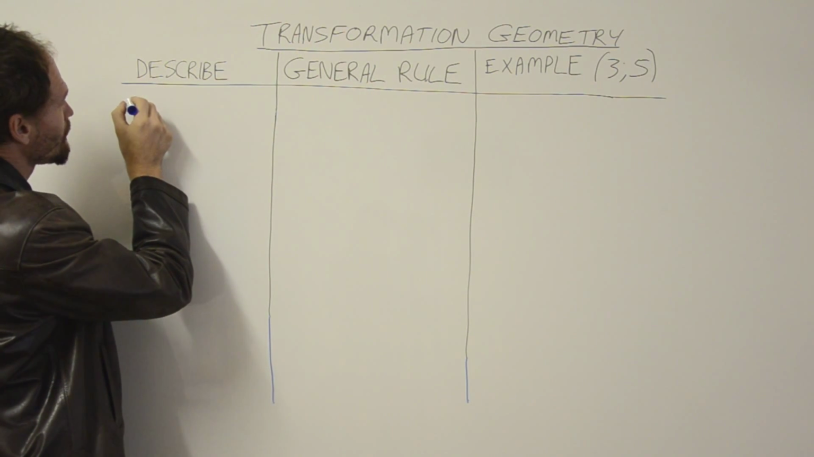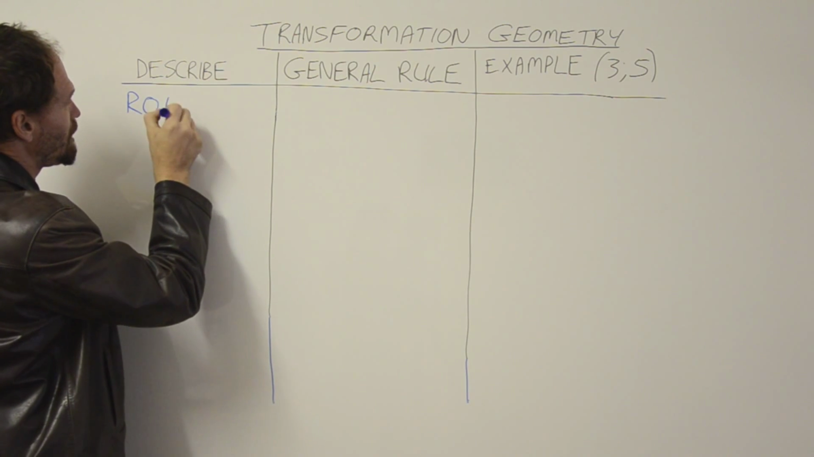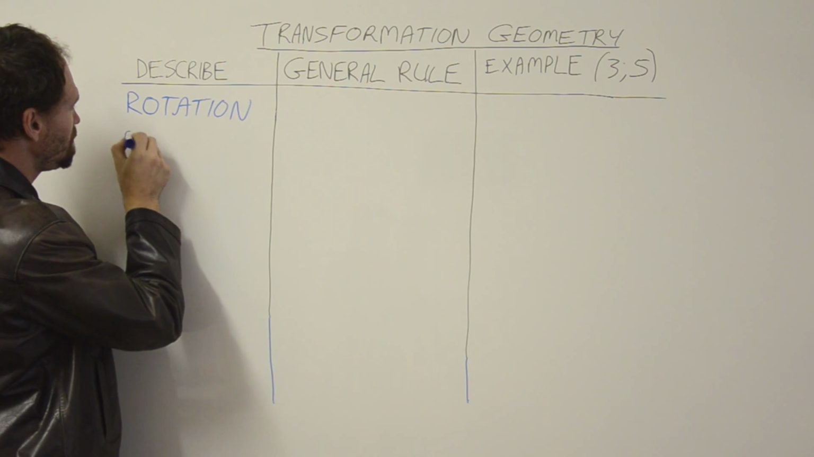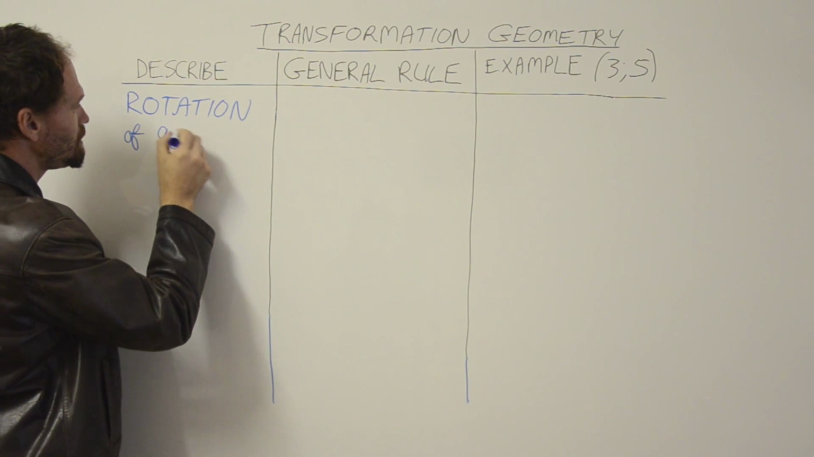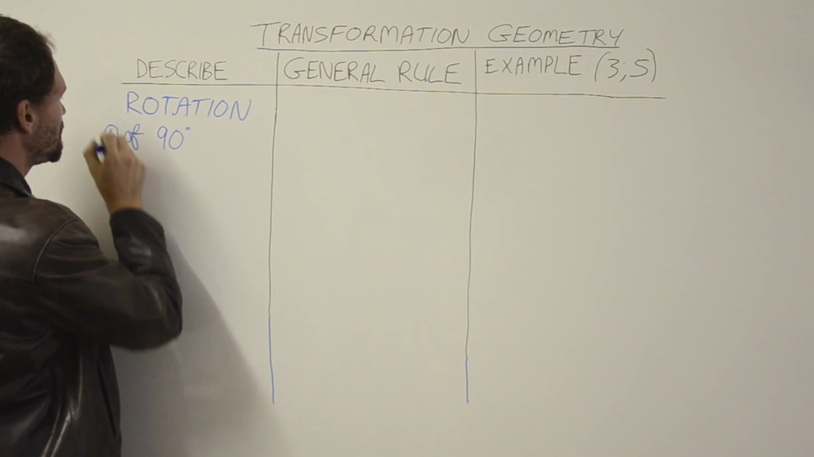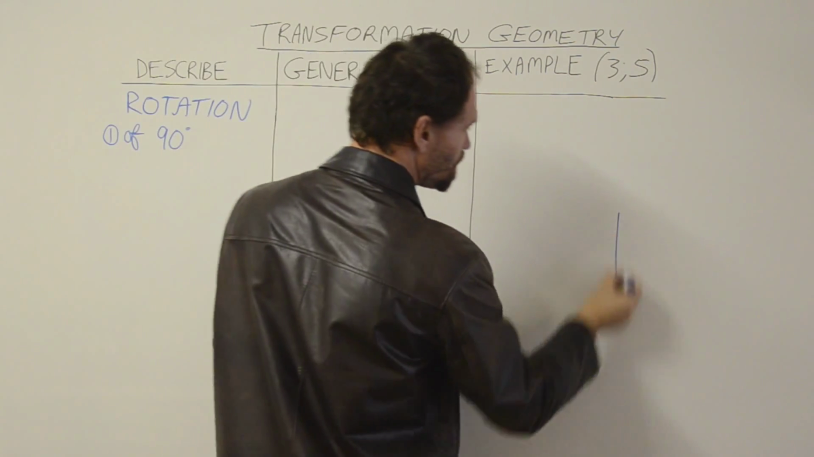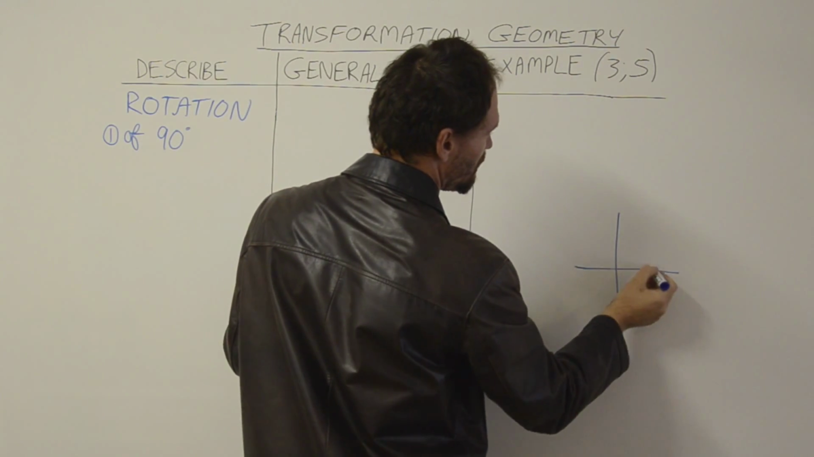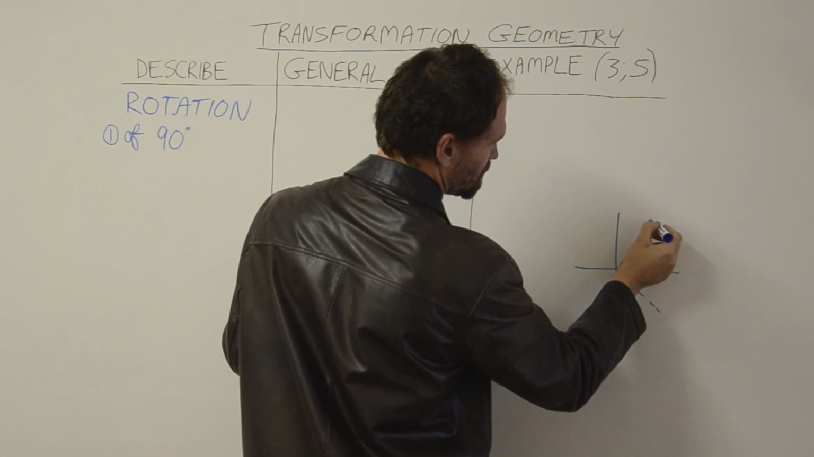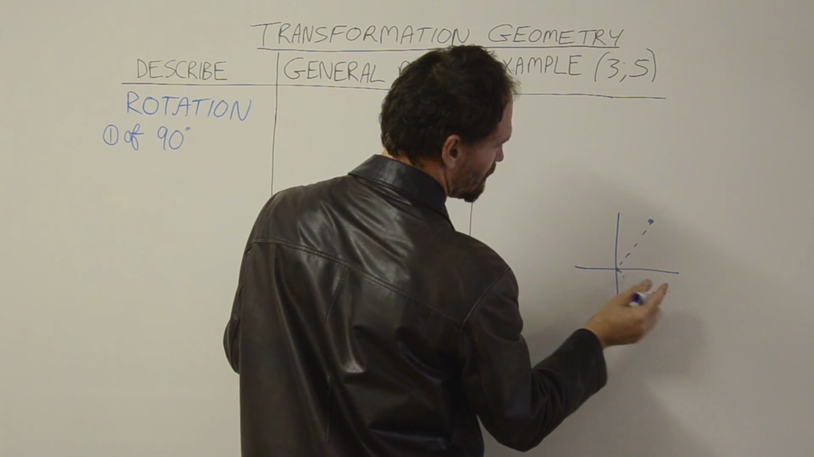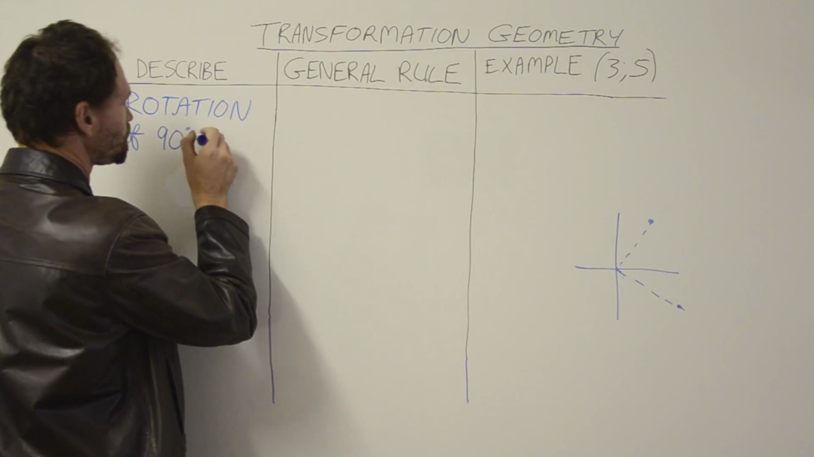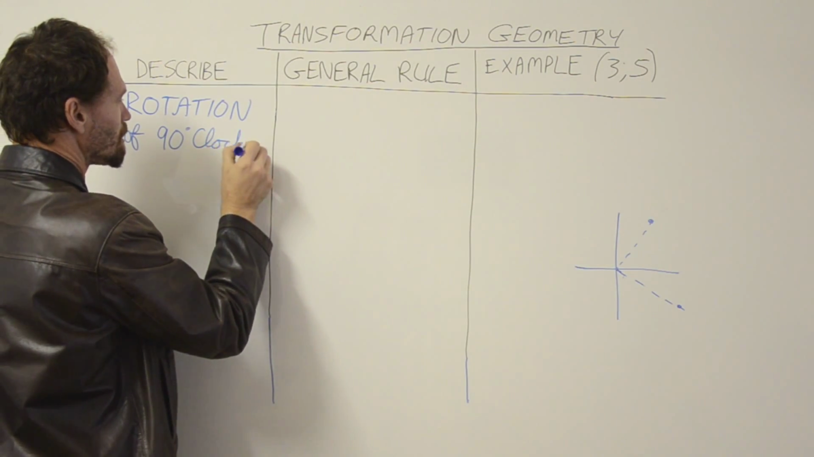So here we go. I'm going to say I need to do a rotation, and it's going to be of 90 degrees. Let's say, well, this is the first one. First thing I'm going to do is 90 degrees, so there's my point, 3, 5, and I'm going to rotate it 90 degrees in a clockwise direction.